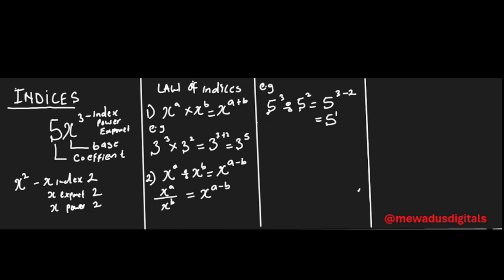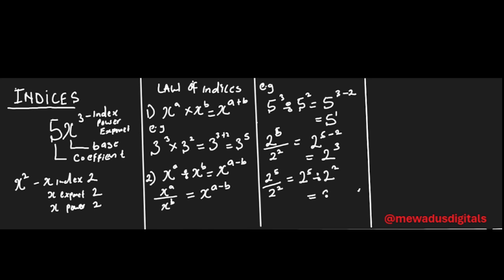In another case, let's say we have 2 raised to power 5 over 2 raised to power 2. In this case, it means you have the same base, and the operation between them is division, because this line is a division. It's going to be 2 raised to power 5 minus 2, and that's going to give us 2 raised to power 3. Alternatively, this 2 raised to power 5 over 2 raised to power 2 can be written as 2 raised to power 5 divided by 2 raised to power 2.